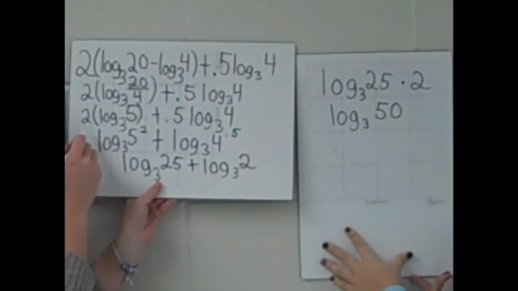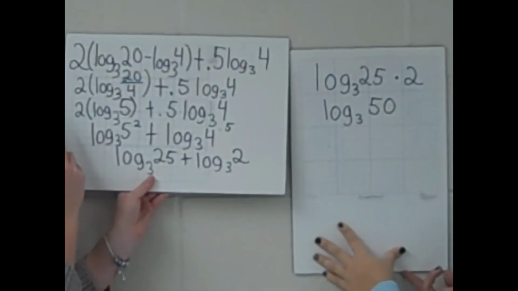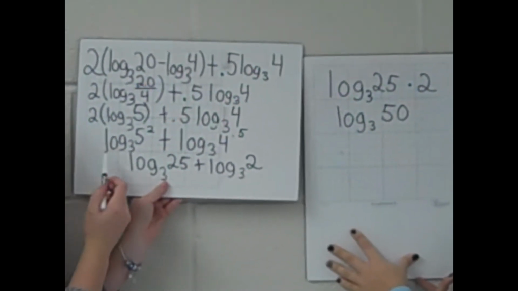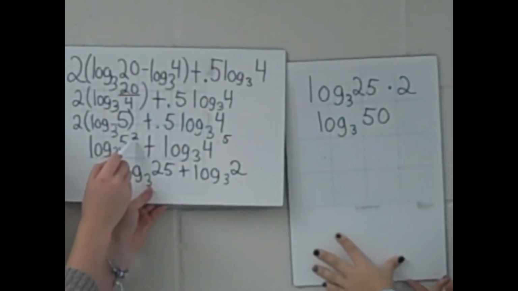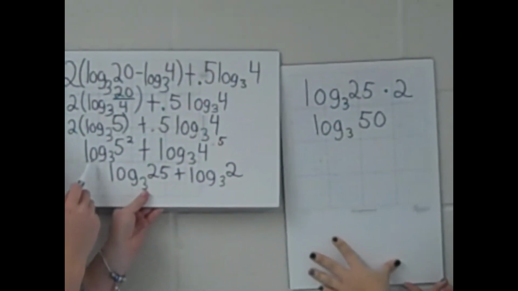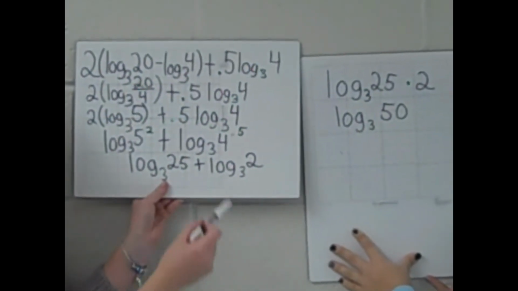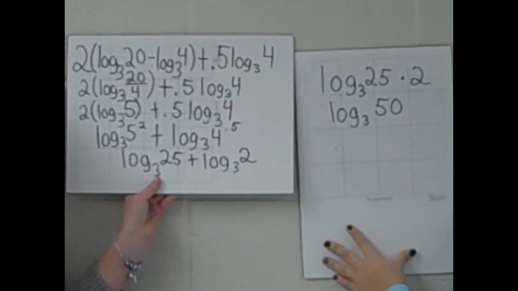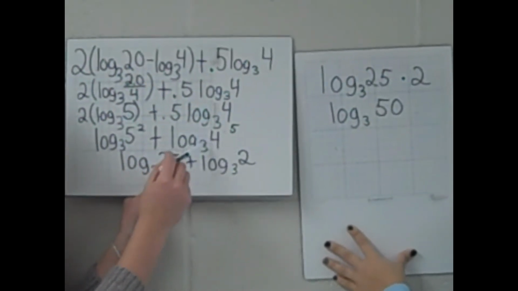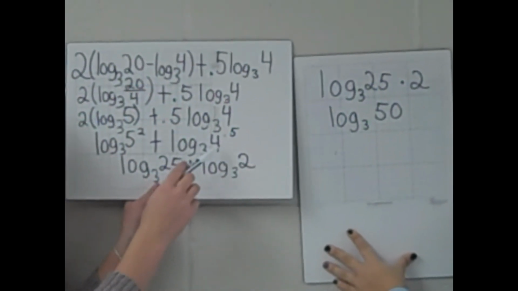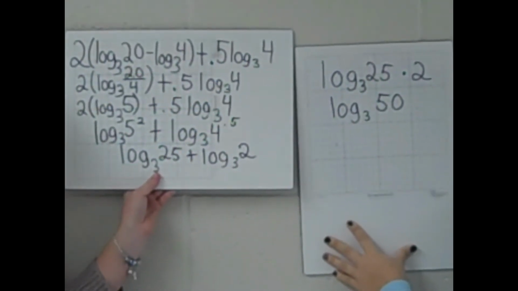Then we have to move the number in front of the logs to the exponent. So we move the 2 to the exponent of the 5. So it's log base 3 of 5 raised to the 2. And we do the same thing on the other side. We move the 0.5 to the exponent of the 4. So it's log base 3 of 4 raised to 0.5.